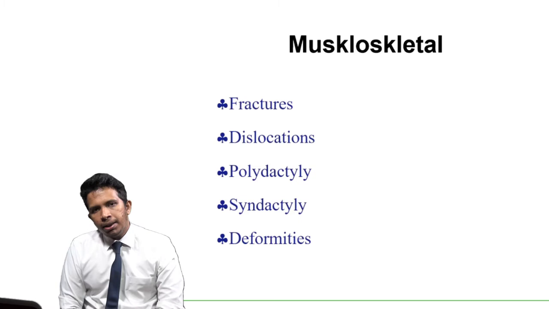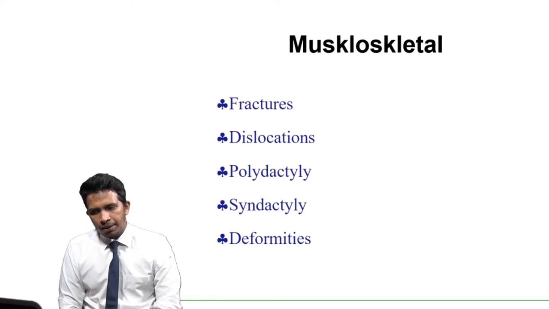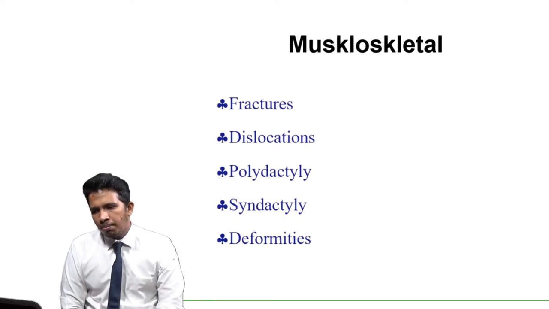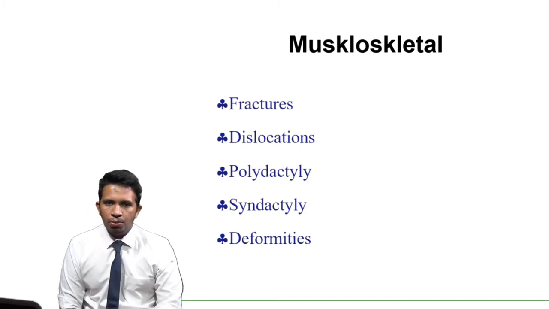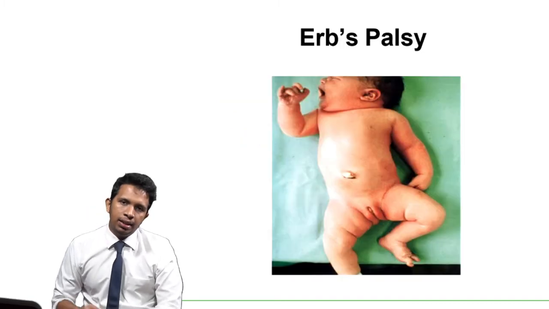Now that we have completed our head and neck examination, we will go to the musculoskeletal examination. So what are we going to look at in the musculoskeletal area? We'll be looking at fractures, dislocations, the number of fingers, if it's polydactyly or syndactyly, more or less, and any other deformities.